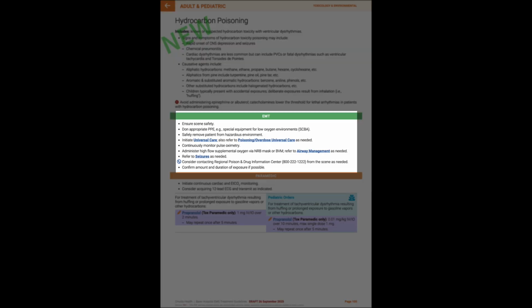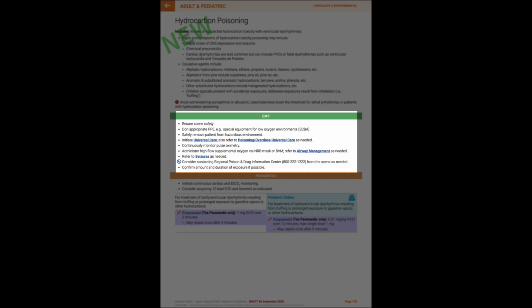For EMTs, begin with scene safety and appropriate PPE, including SCBA if you are entering a confined or low oxygen environment. Safely remove the patient from the hazardous environment, start universal care, and apply continuous pulse oximetry monitoring. Next, administer high-flow oxygen via non-rebreather mask or BVM. If there are airway concerns, refer to the airway management guideline as needed. Next is a link to the seizure guideline, also if needed.